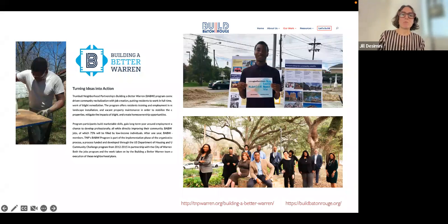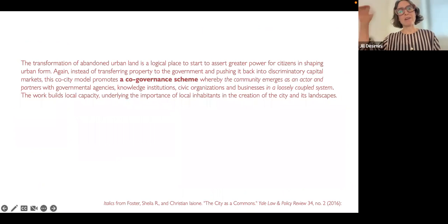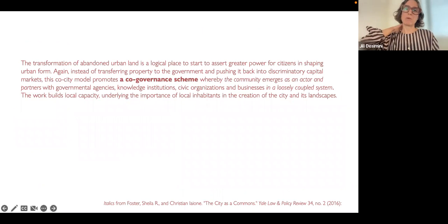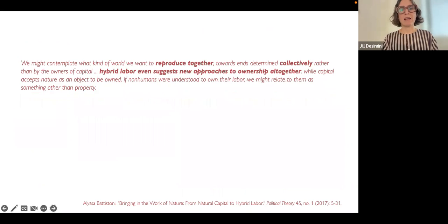And then in terms of abandonment and urban property, I've been excited about what the Trumbull Neighborhood Partnership was doing nearby and Warren, and Build Baton Rouge. That's just about trying to spread wealth or empower people. In the latter case, at Build Baton Rouge, they had been working with applications of ideas of co-governance that is found in the work of scholars Sheila Foster and Christian Iannone. So how do you actually develop co-governance models? I think a lot of people are working around that.